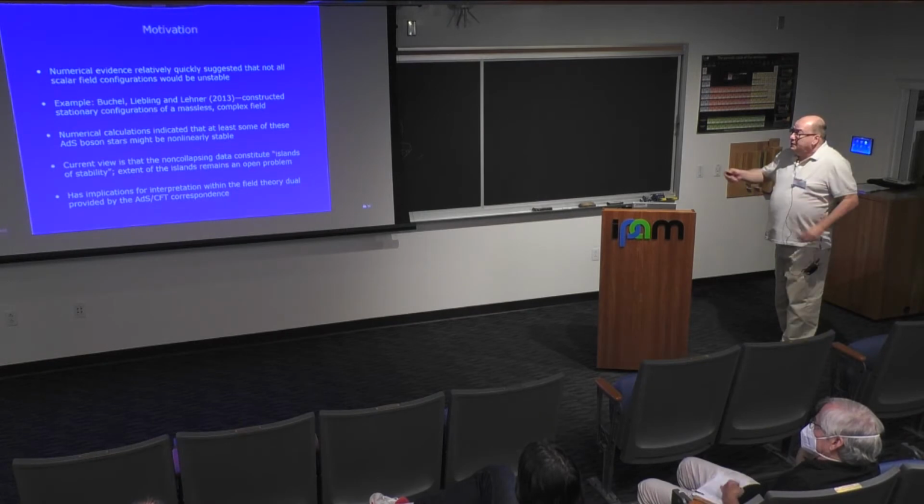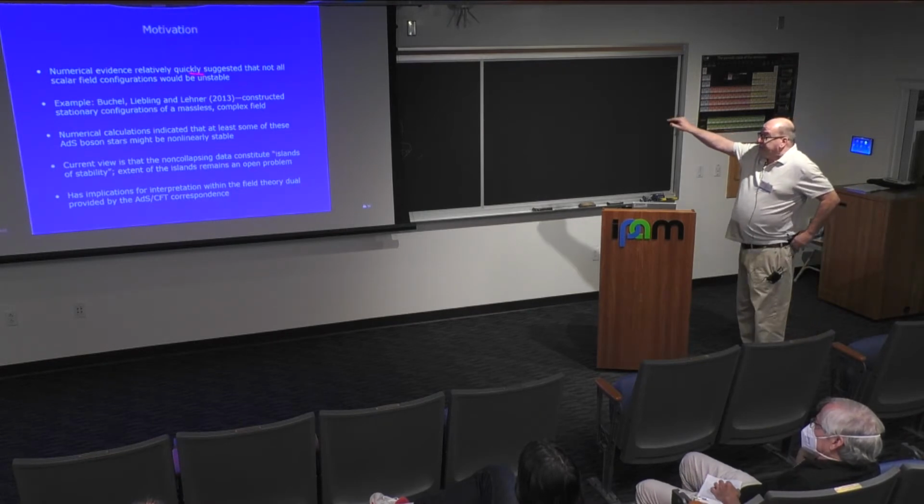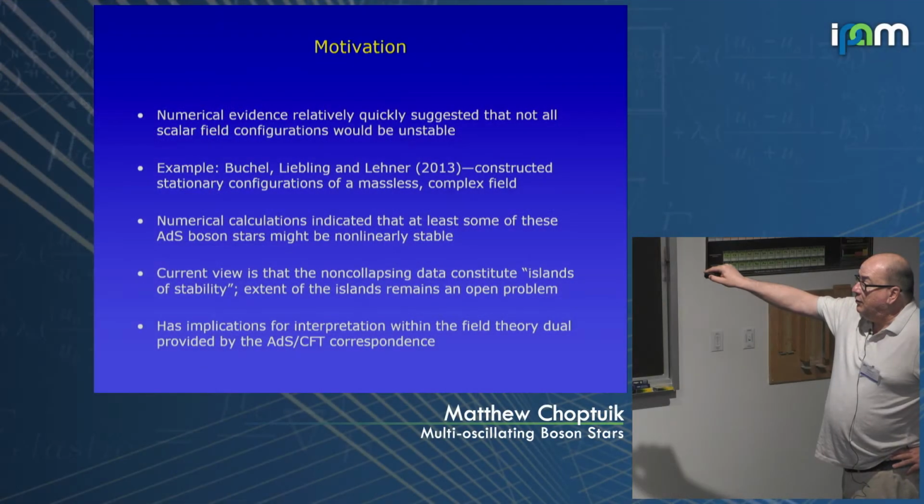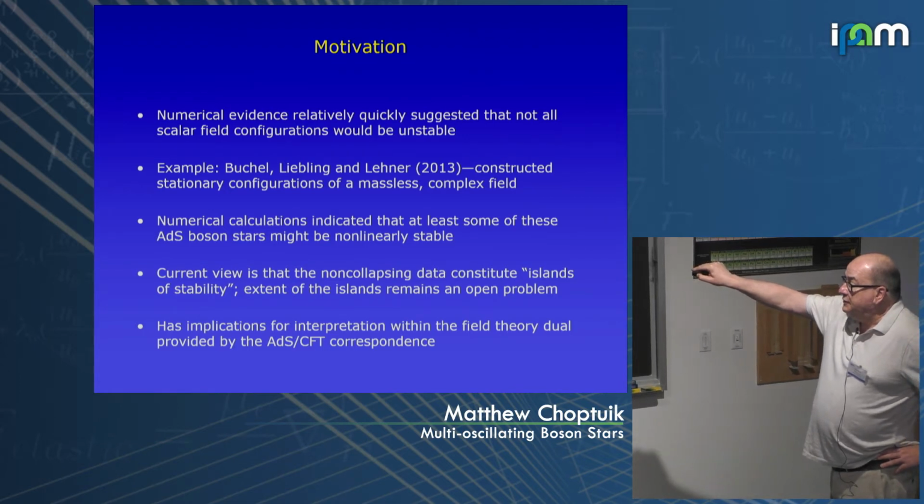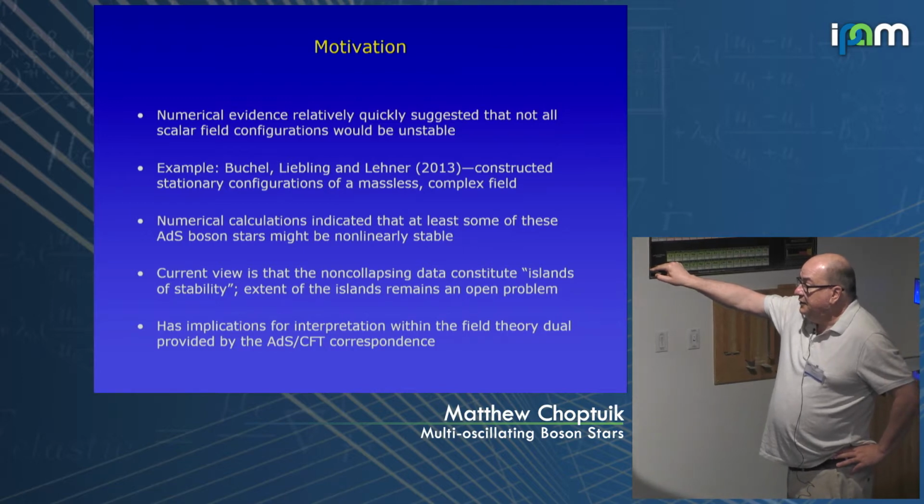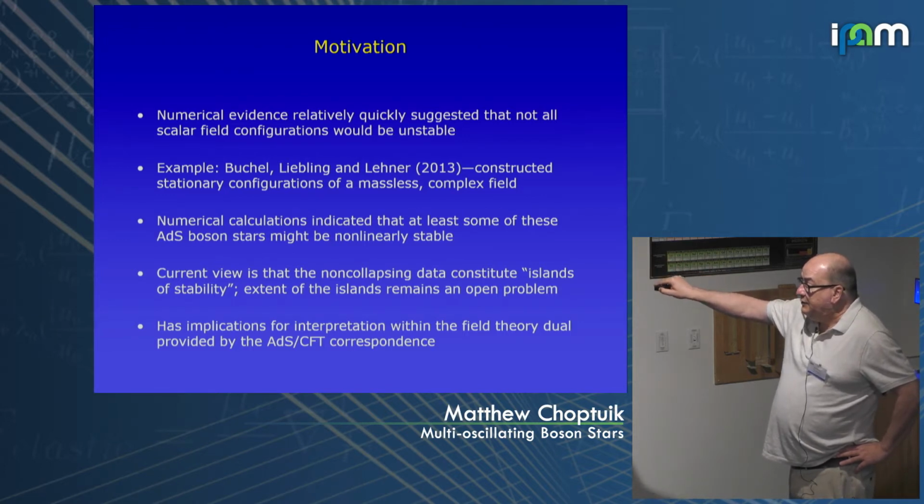Okay, so there was numerical evidence which relatively quickly suggested that not all scalar field configurations are going to be unstable, however. So for example, Bizoń, Liebling, and Lehner showed that you could construct stationary configurations of a massless complex field a couple of years later, and these were AdS boson stars. And the numerical calculations showed that at least some of them should be nonlinearly stable.